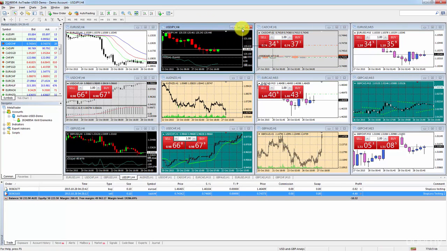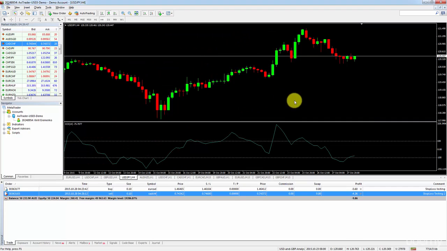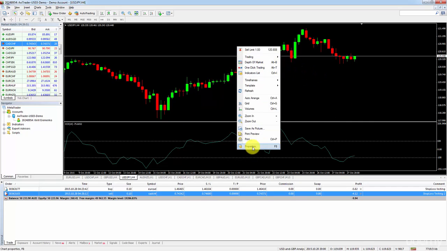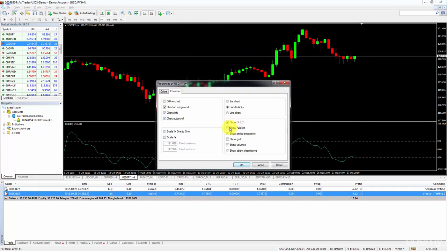I'm going to use this chart for a change, American dollar, Japanese yen. To start off with, we're going to go to properties and we're going to show the ask line. This is just so that we can see how the buy orders are open at the ask price. This has nothing to do with take profit, but I just thought it would be interesting for us to see that as well. Click OK.